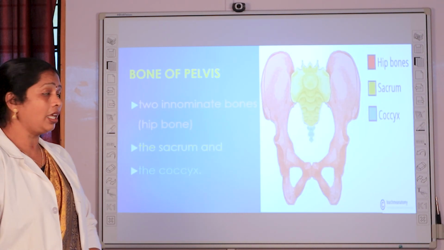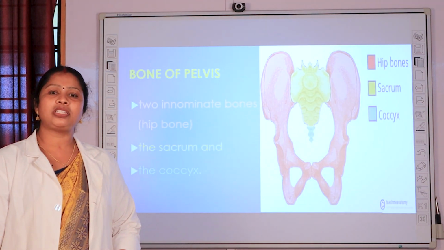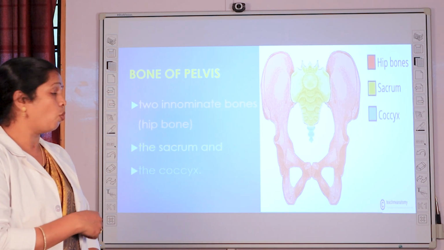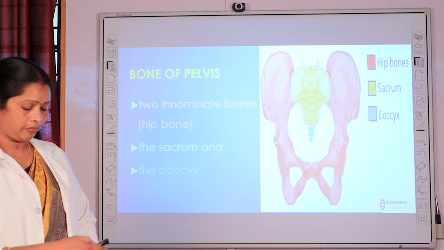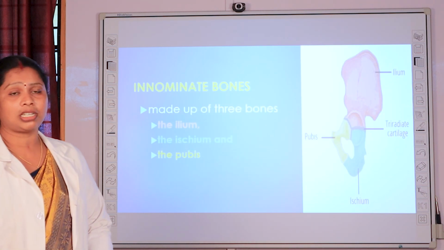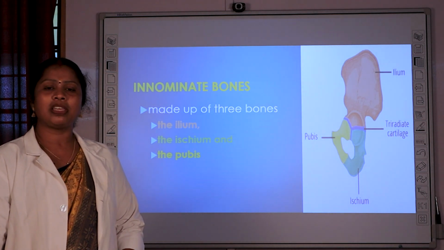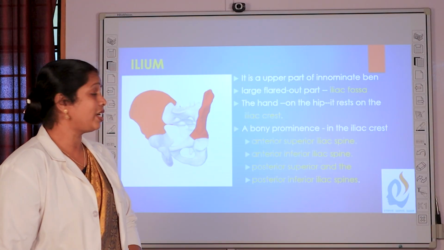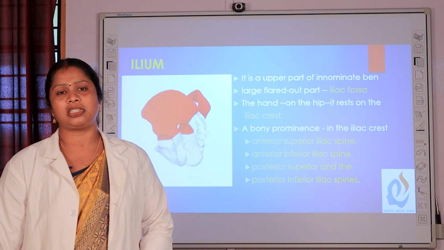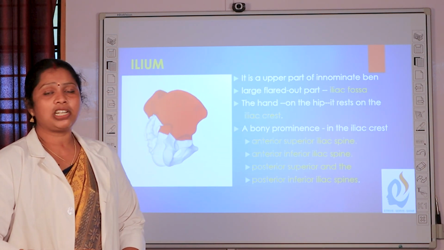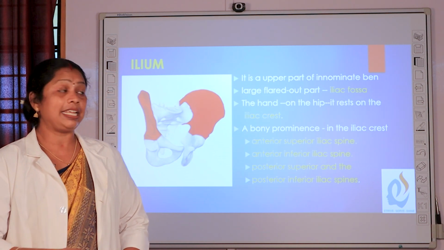First we see about the bones of the pelvis. The pelvis totally consists of 4 bones: 2 innominate bones, 1 sacrum and 1 coccyx. The first one is the innominate bone. The innominate bone has 3 parts: ilium, ischium and pubis. The first one is the ilium. It is the uppermost part of the innominate bone. In this, a large flat part is present, called the iliac fossa.